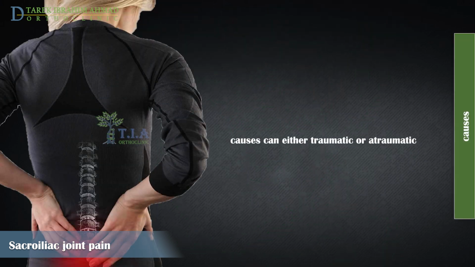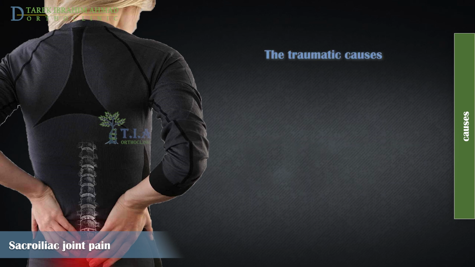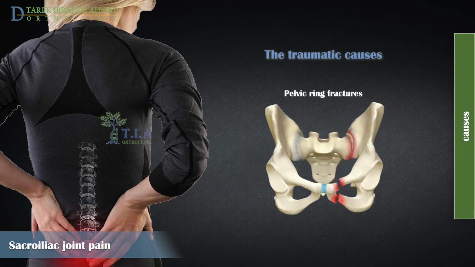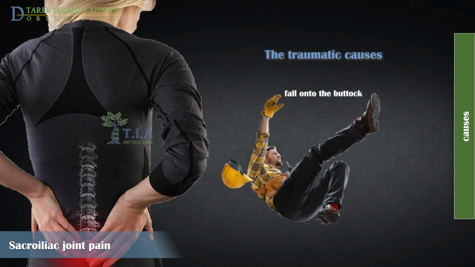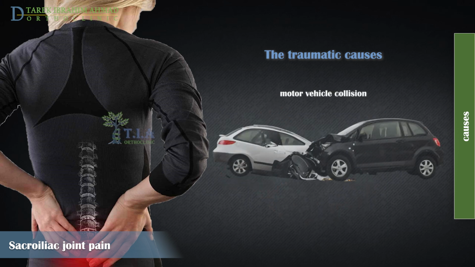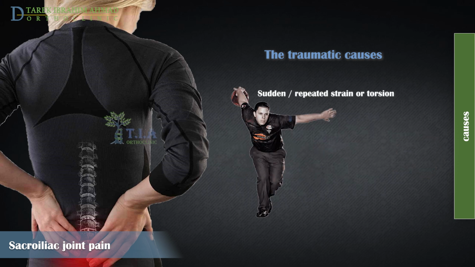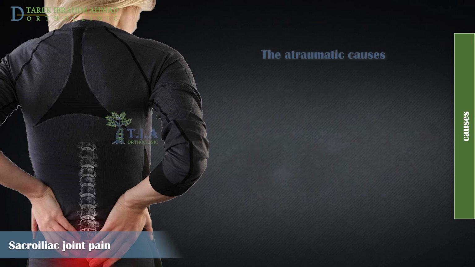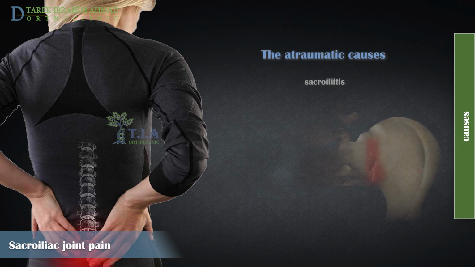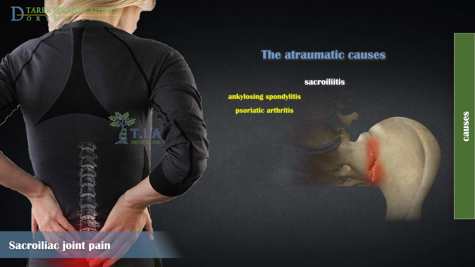The potential causes of sacroiliac joint pain can be either traumatic or atraumatic. The traumatic causes of pain are pelvic ring fractures, soft tissue injury from a fall onto the buttock, indirect injury from motor vehicle collision, and sudden, repeated heavy lifting, strain or torsion. The atraumatic causes are sacroiliitis. Ankylosing spondylitis or psoriatic arthritis can cause inflammation in the sacroiliac joint, as well as the vertebrae in your spine, which leads to pain and stiffness in your lower back and hips.